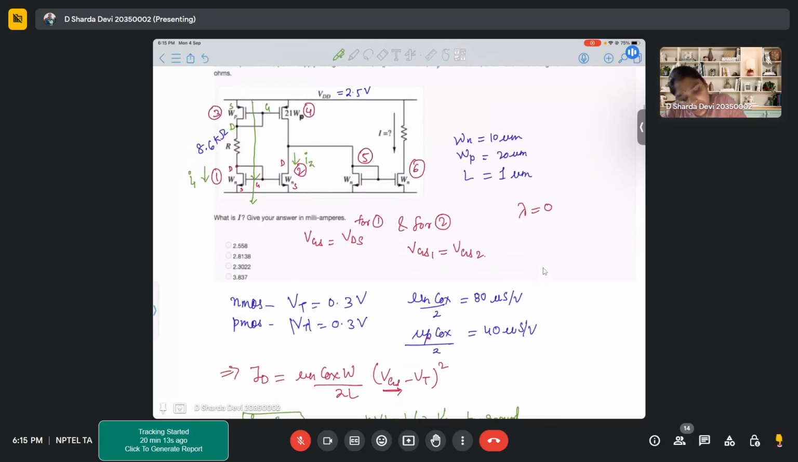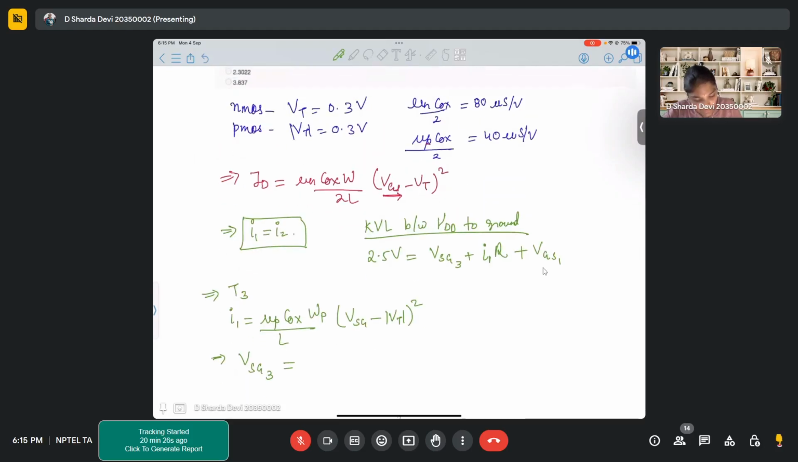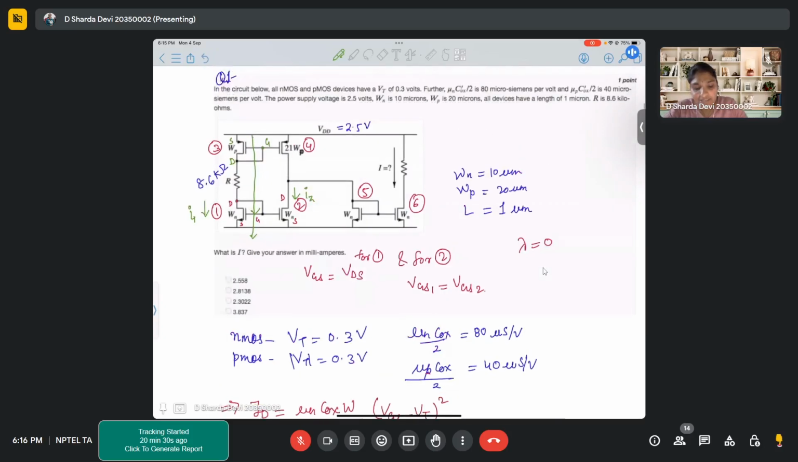Now, if you observe very carefully for this transistor 4, VSG of transistor 3 is equal to VSG of transistor 4. Again, because of this diode connected configuration, and since the gates are connected, you have the same VSG for transistor 3 and transistor 4, right?